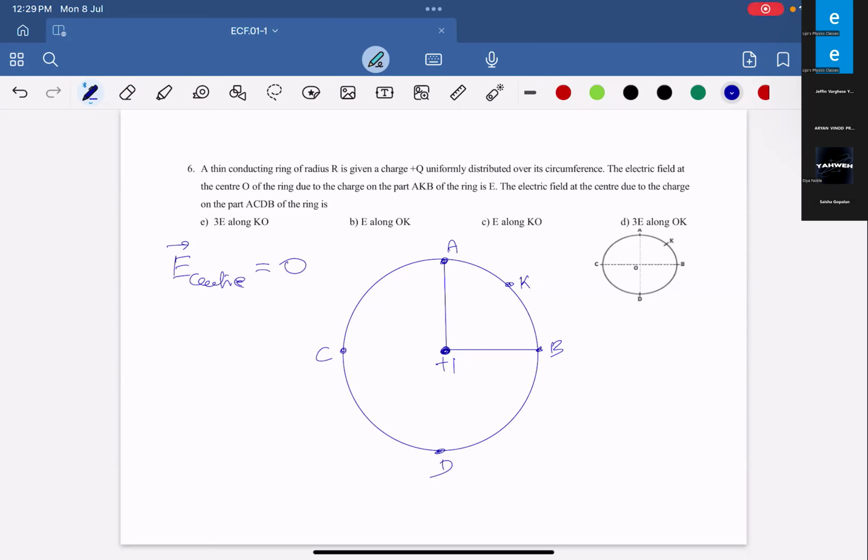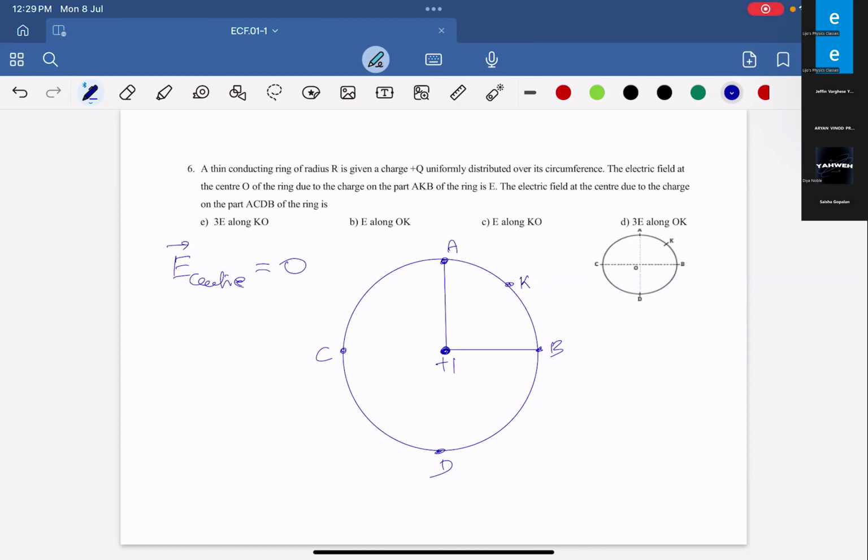Understood, guys? The electric field at the center should be equal to 0. Okay. Electric field at all right, Daniel. Thank you. Emma. And Priya. Electric field at the center is equal to 0. Got it? Hope you got it.